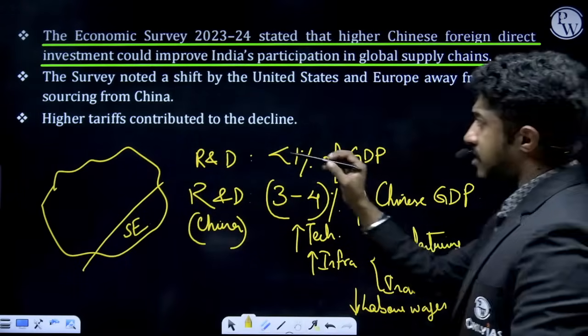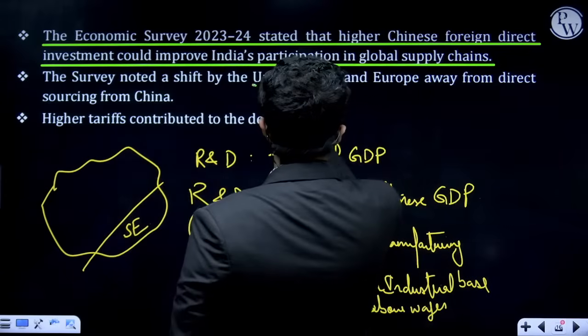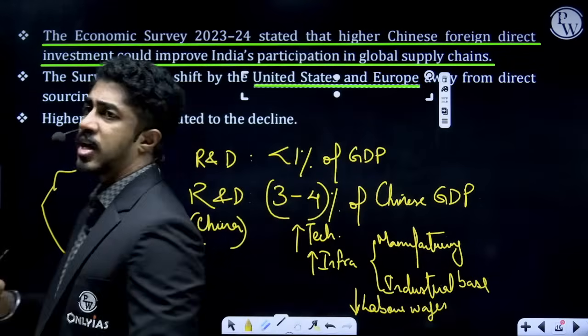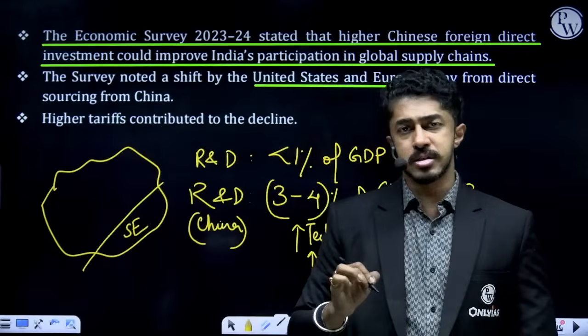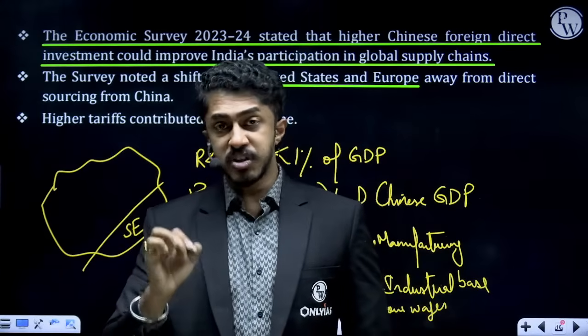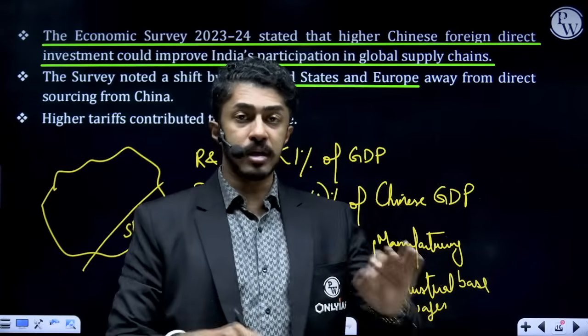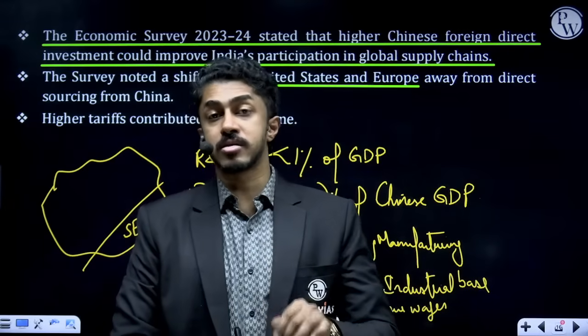So whatever higher tariffs were there, survey noted shift by US and Europe. US and Europe started to shift away from China, especially after 2020. Because the public known secret is that COVID virus was actually from China. The fear of China was so immense that other than Trump, nobody called it China virus or Xinjiang virus.